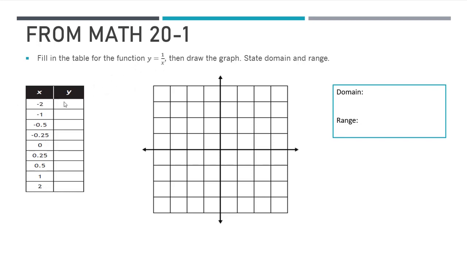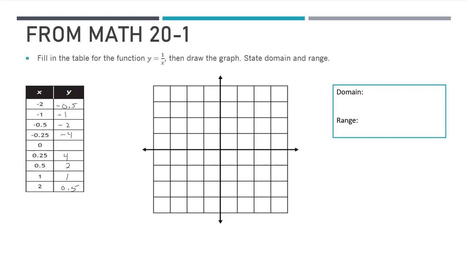So 1 divided by negative 2 is negative 0.5. Negative 1 divided by negative 1 is negative 1. 1 divided by negative 0.5 is negative 2. Then we get negative 4. Now 1 divided by 0, we can't do that, so we're just going to leave that blank. 1 divided by 0.25 is 4. And then 1 divided by 0.5 is 2. Then we get 1 and we get 0.5.